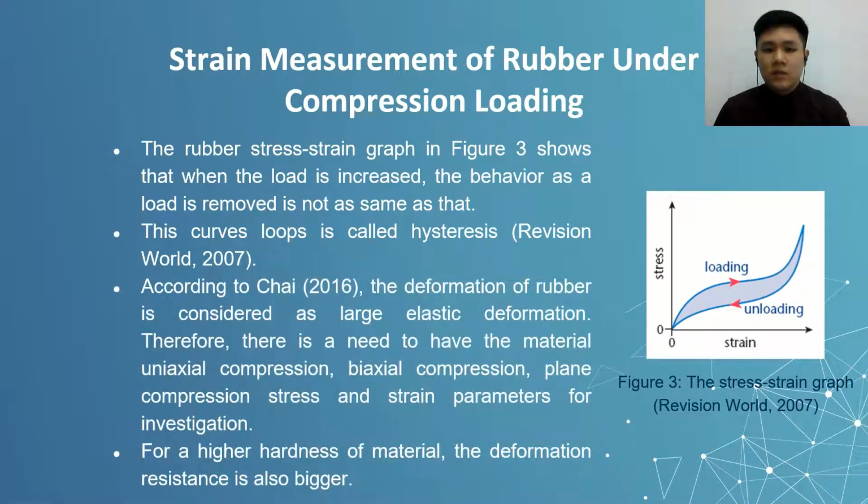According to Chai, the deformation of rubber is considered as a large deformation. Therefore, there is a need to have the material uniaxial compression, biaxial compression, and planar compression stress and strain parameters for investigation. Even with the same material, if the hardness is not the same, for a higher hardness of material, the deformation resistance is also bigger.